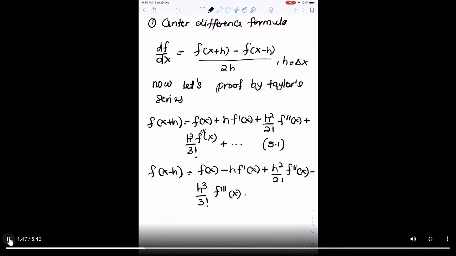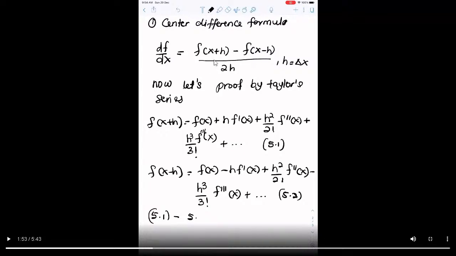You will get f(x - h) = f(x) - h f'(x) + h squared divided by 2 factorial f''(x) - h power 3 divided by 3 factorial f'''(x) + h power 4 divided by 4 factorial f''''(x). Okay, this is Taylor series 5.2. All right, so when we subtract 5.1 and 5.2, what do you get? You get the center difference formula above.